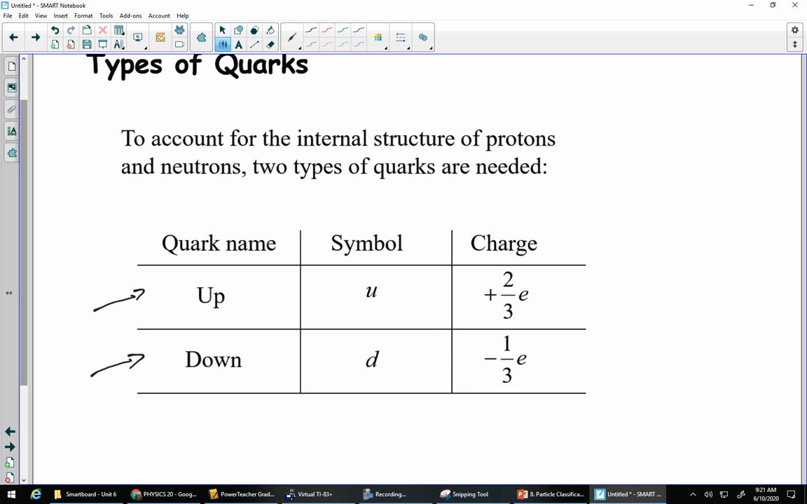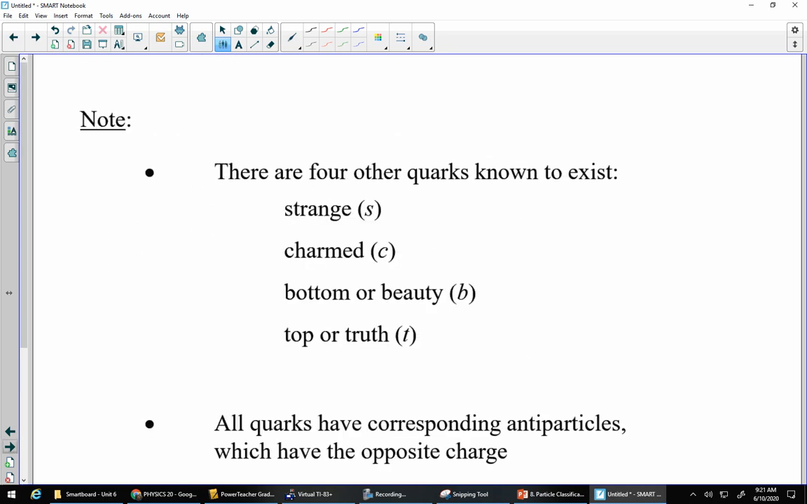Cool. So things that we look at with this, the up quark has a symbol of U and a charge of positive 2/3 of the elementary charge. That's right, less than the elementary charge. The down quark, negative 1/3 of the elementary charge. If I were looking at anti-up, well, it's going to have the same properties but opposite charge. It's going to be negative 2/3. Anti-down quark, positive 1/3. So just kind of things to keep in mind there.